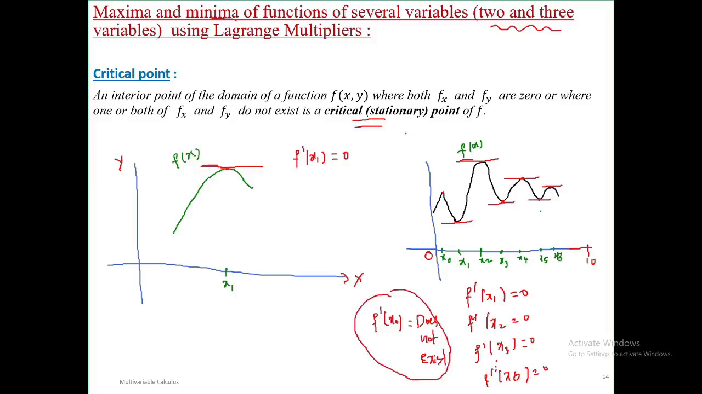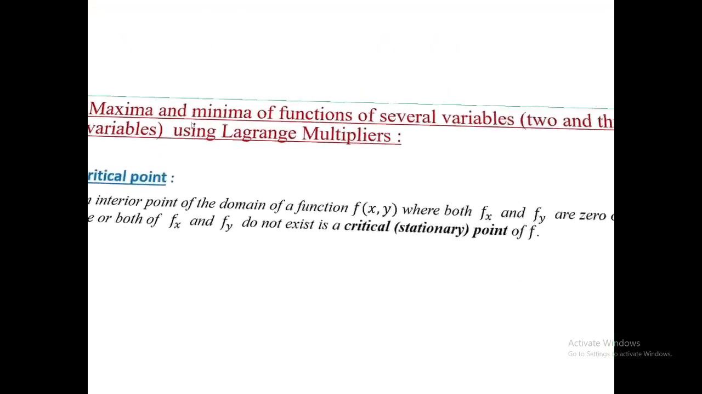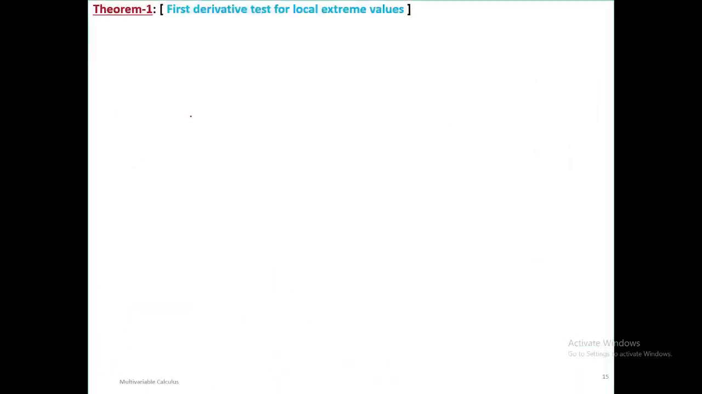Indirectly, where the derivative is parallel to the x-axis or parallel to the y-axis, or does not exist, fails to exist, then those points are said to be critical points. Okay. Now let's look at one theorem: the first derivative test for local extreme values. Extreme means maxima and minima.